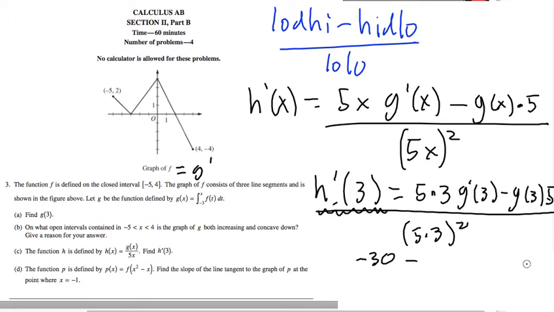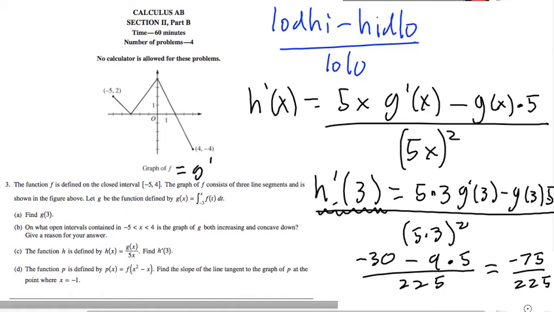Minus, and now we have g of 3. We already did that. g of 3 was 9 times 5. And then on our denominator here we have 225. Honestly, I think if you left it like this, you would probably get full credit. Let's at least clean up the numerator and say that this is negative 30 minus 45. So it's negative 75 over 225.